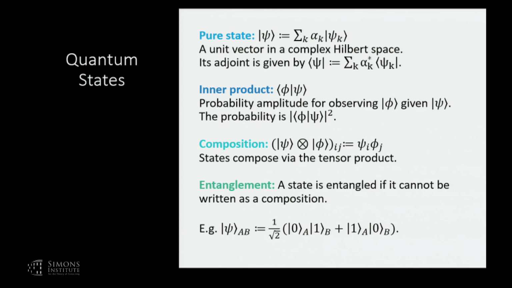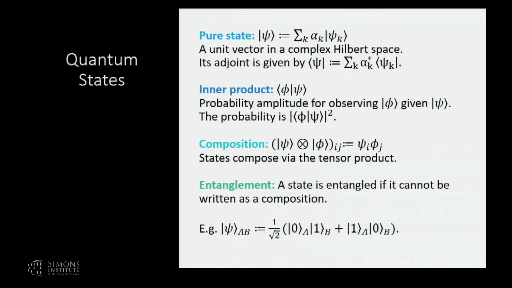So what is a quantum state? We're going to consider pure states in this. There's also mixed states, but that won't be relevant at all to this talk. It's just a unit vector in a complex Hilbert space. And then it also has an adjoint, which we write using this notation. This is called a bra, and this general notation is called a ket. We're going to use these throughout the talk. So just remember this is a vector and this is the adjoint. And then we can take an inner product between these. The inner product gives you the probability amplitude for observing some particular state, given we started in some other state. And the actual probability of observing this is just the absolute value squared.